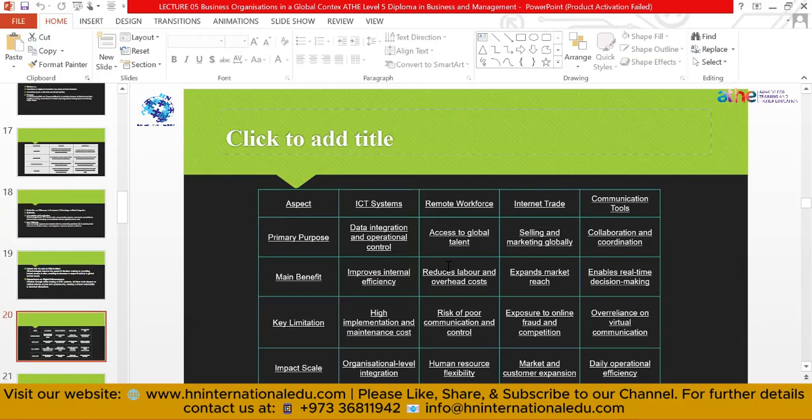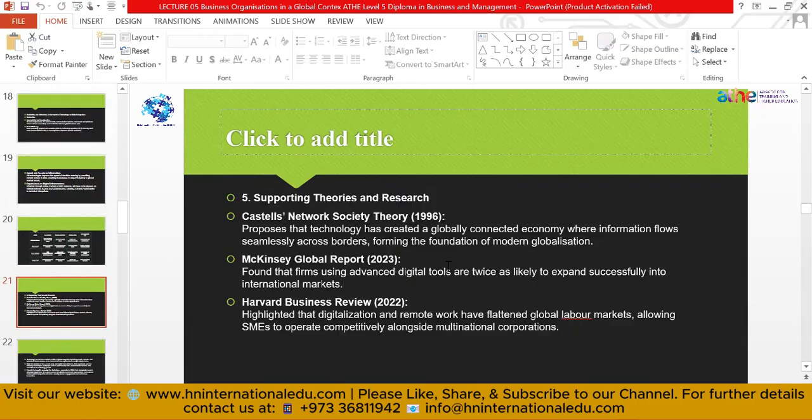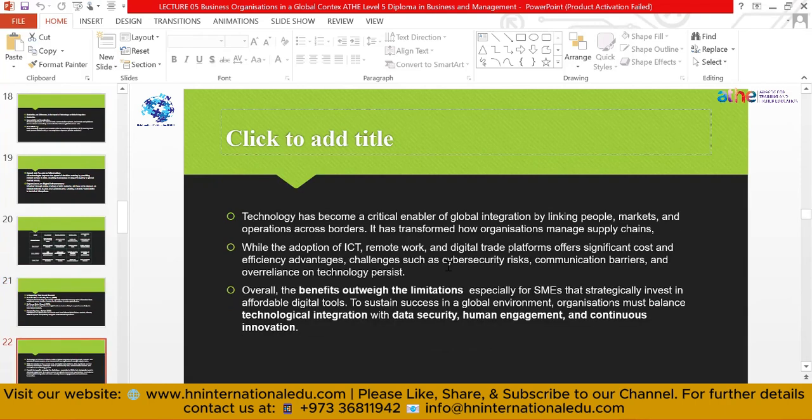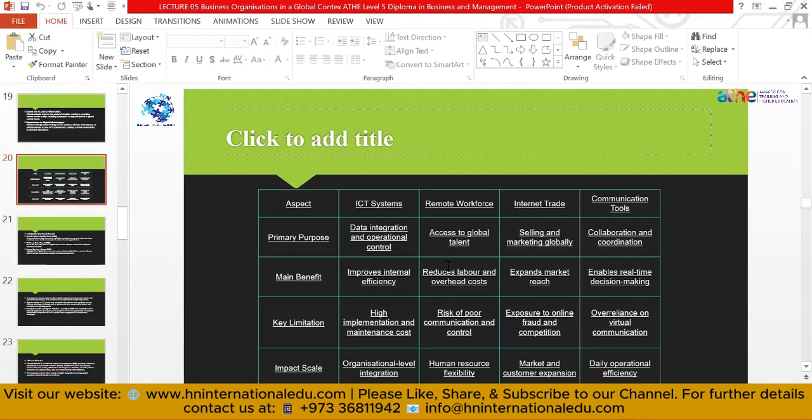Just overall impact, what we did. And then I think these are the theory and a conclusion. We have aspects: the ICT systems, remote workforce, internet trade, communication tools. From the primary purpose, that is the basic purpose, the ICT is data integrating and operational control. Data integrating is what? Data.